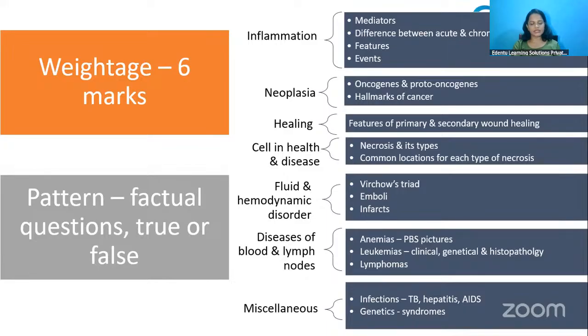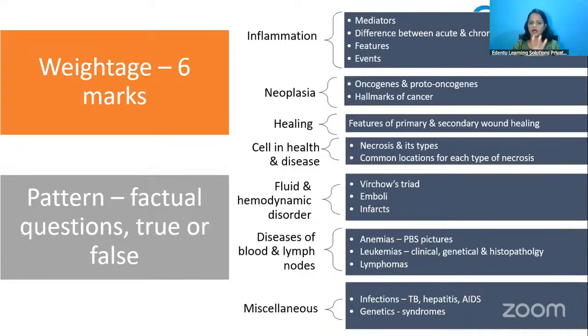And genetics and syndromes. Okay, syndromes you can expect, and the karyotyping in the syndromes, like in Down syndrome, what is the karyotyping that you will see, or in Turner's or in Klinefelter syndrome, what is the karyotyping that you will see? Those all can be asked from general pathology.